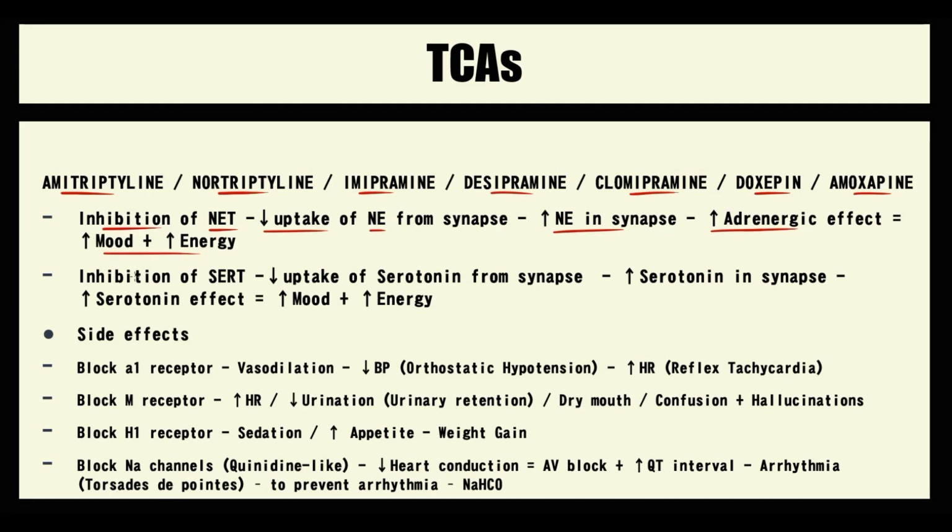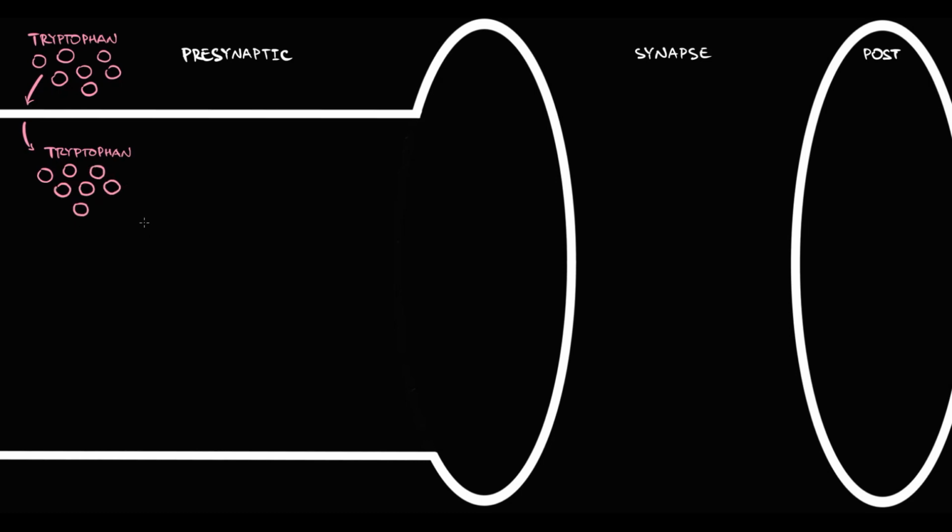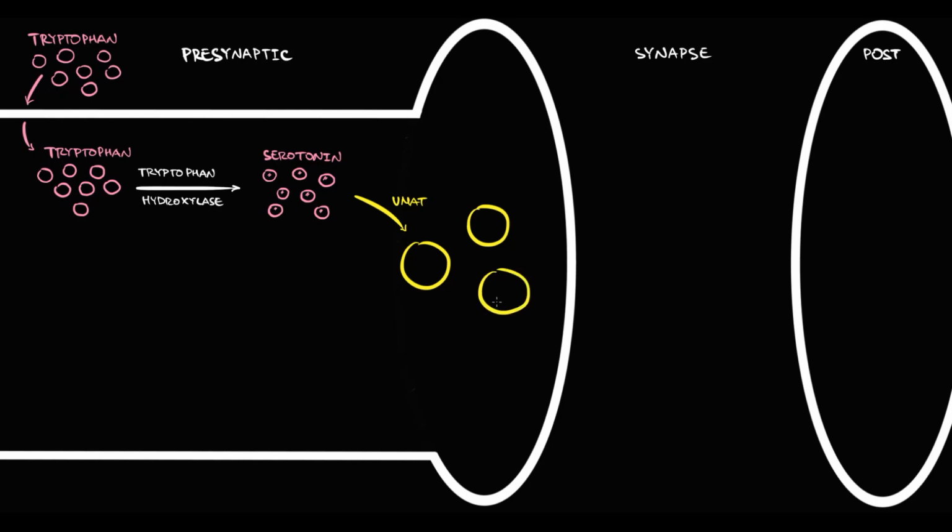But also, tricyclic antidepressants inhibit serotonin transporter. And to explain this, we have to know how serotonin neurons work. So we have presynaptic neuron, synapse, and postsynaptic neuron. Serotonin neurons uptake tryptophan. Once tryptophan appears inside the neuron, tryptophan undergoes hydroxylation by rate-limiting enzyme tryptophan hydroxylase, with formation of serotonin.